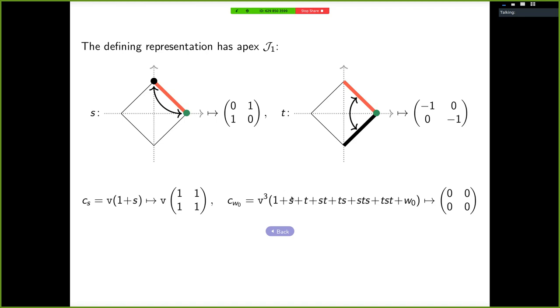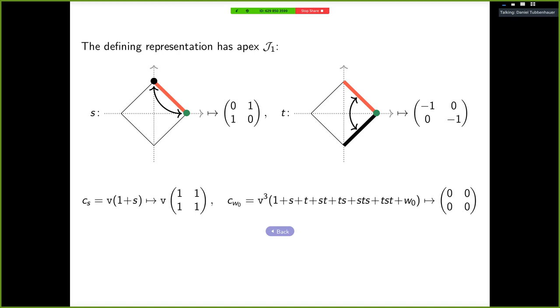Everything is really explicit. If you think about the Coxeter group as the reflection group of the square, here you go, the two generators have exactly this action. And of course this defines your representation of the Weyl group, which quantizes nicely. So it's the defining representation, and it's not hard to check that this is a simple, two-dimensional simple representation of the type B2 Weyl group.